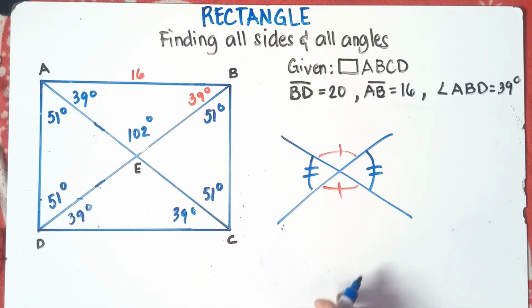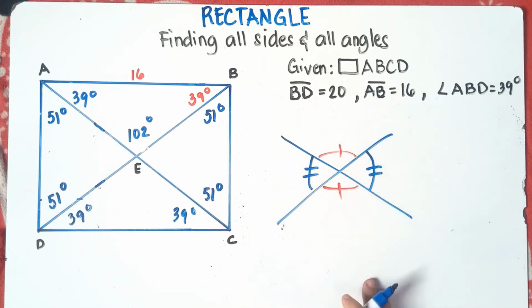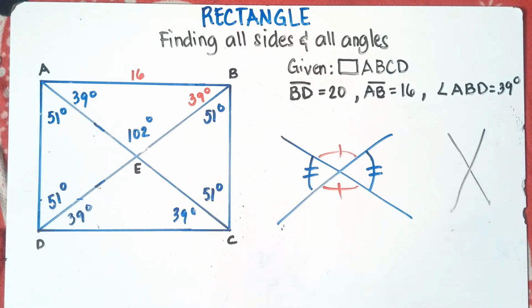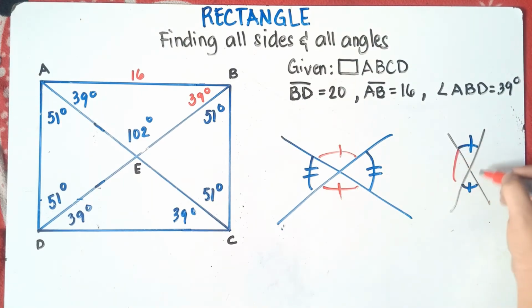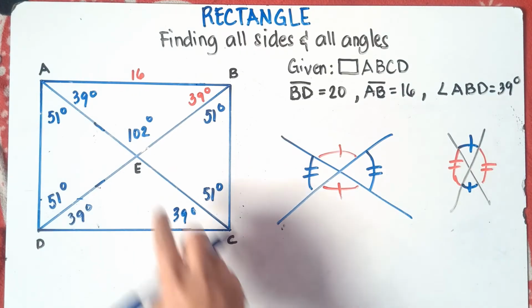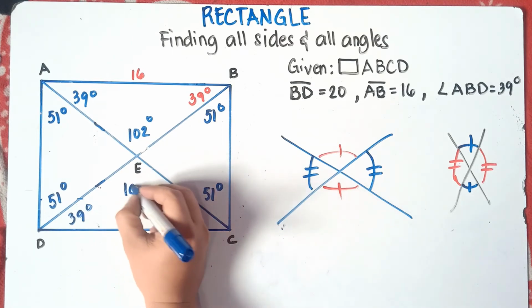Okay, always remember that one, class. It's like the letter X, class. Letter X. Vertical angles. So let me draw another one. If you have two intersecting lines, what will be those vertical angles, class? That's correct. This one is congruent to this one, and this one is congruent to this one. Those are vertical angles. Therefore, if this is 102, this is also 102 degrees.